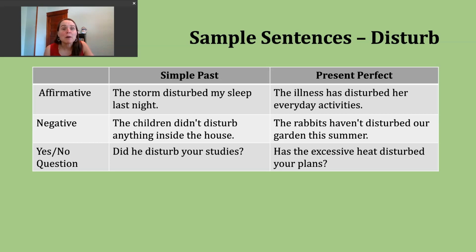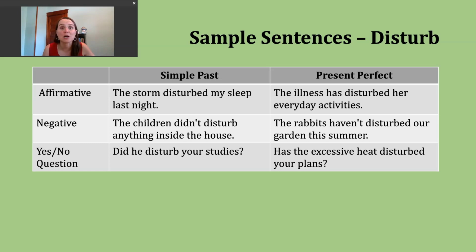Finally, let's talk about making a yes or no question in the simple past tense. To do this, I start with did, then I have my subject, and then the base verb. So again, notice no ed here in my yes or no question. I'm only adding ed in the affirmative. Okay? An example of this. Did he disturb your studies?